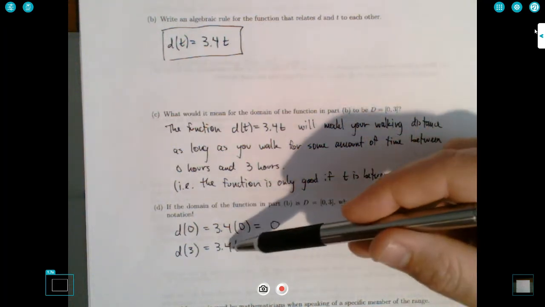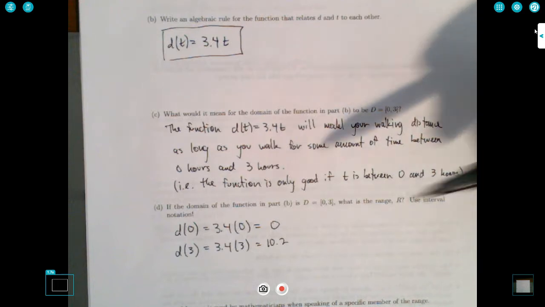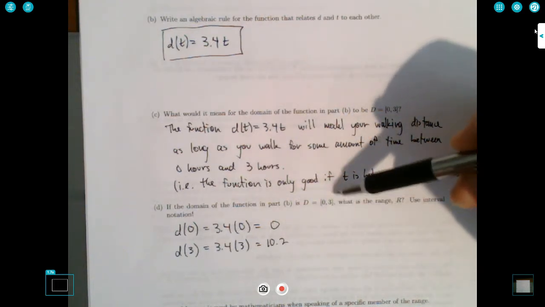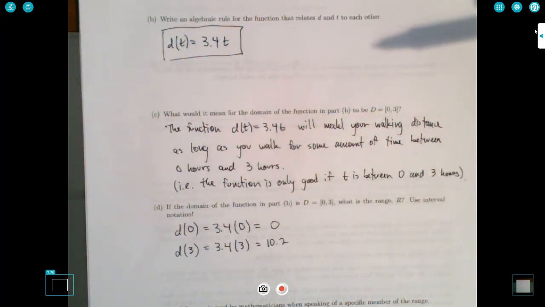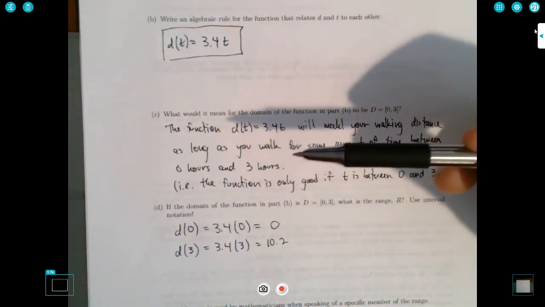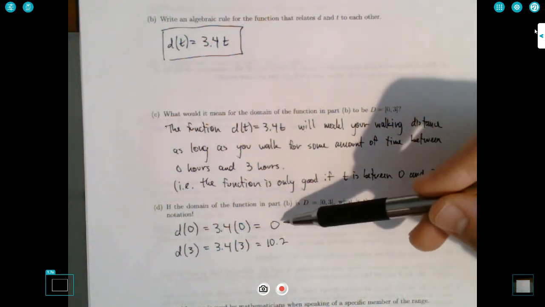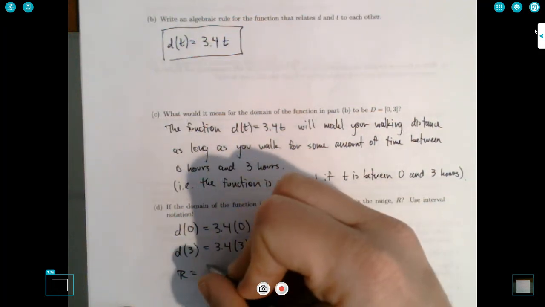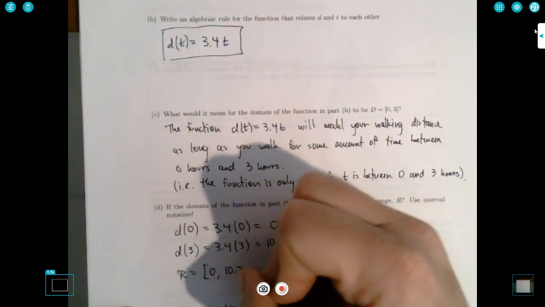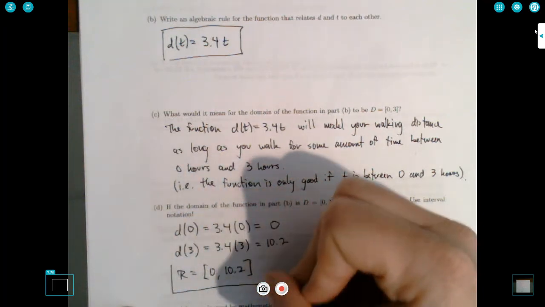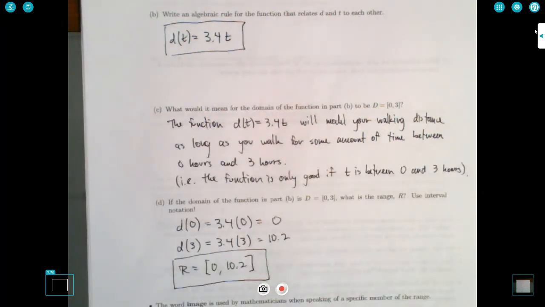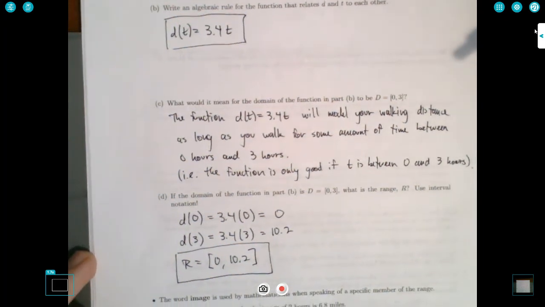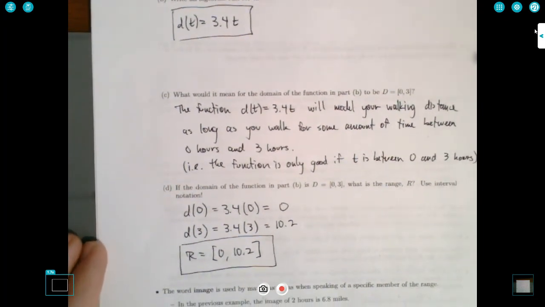And if you do walk for 3 hours, then you go 10.2 miles. So you're not going to walk further than that if your time is limited inside of that interval. So the domain is 0 to 3. That means the range would be from 0 to 10.2. Right, so the set of outputs would be anything between 0 and 10.2.